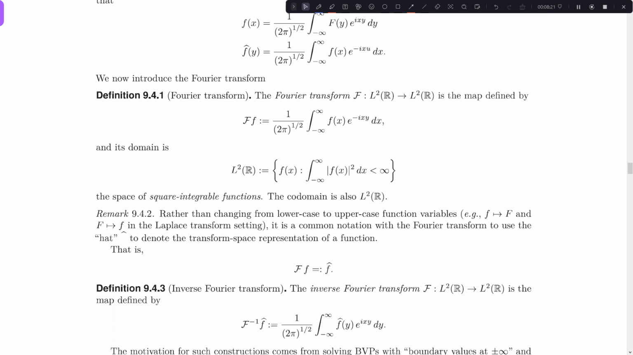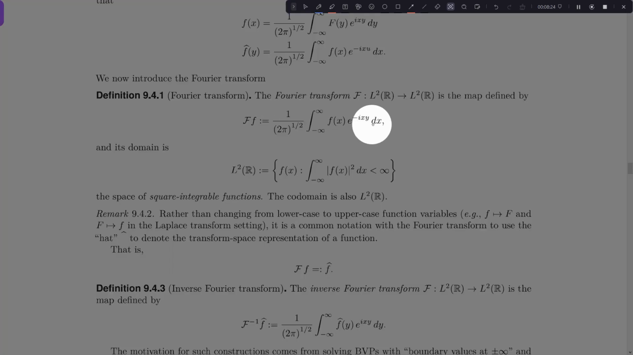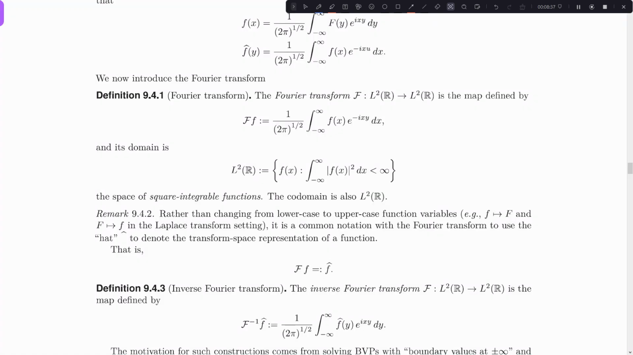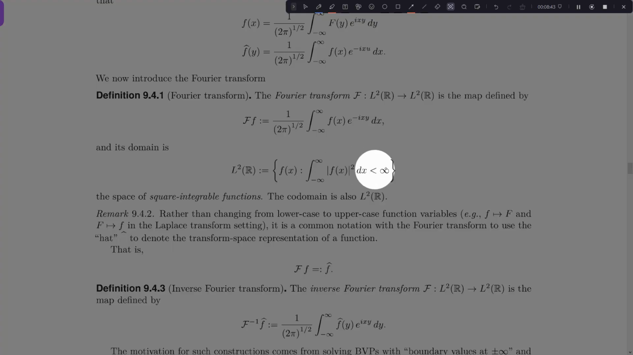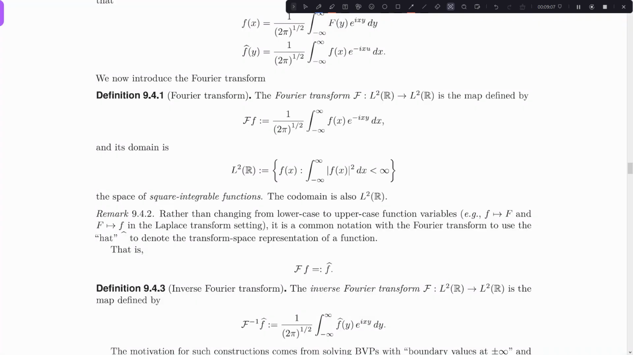So jumping down, we can see our actual definition here. The Fourier transform is defined as the following, and we're going to use this notation of a hat. I'm going to put a hat on top of my function. This is a very, very common notation to denote the Fourier transform. It's no surprise that the space of functions for which this is defined is exactly the L2 functions that we were talking about earlier. For Fourier series, it's L2 functions, the functions which are square integrable over a finite or compact domain. Here it's just the functions that are square integrable over the entire real line.